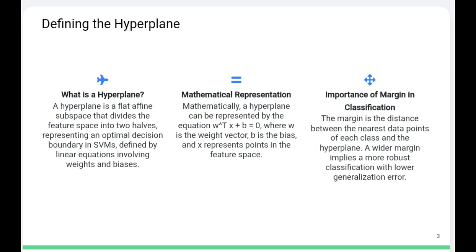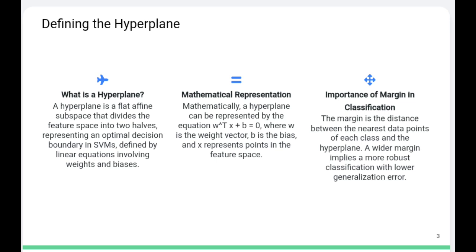Next is defining the hyperplane. So, what is a hyperplane? A hyperplane is a flat affine subspace that divides the feature space into two halves, representing an optimal decision boundary in SVMs, defined by a linear equation involving weights and biases.